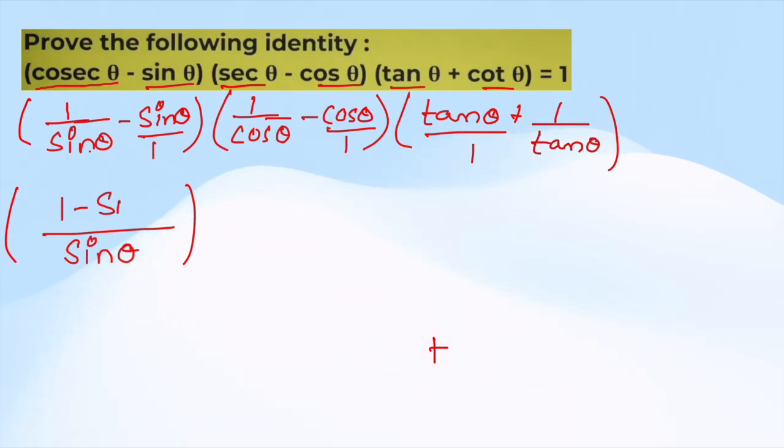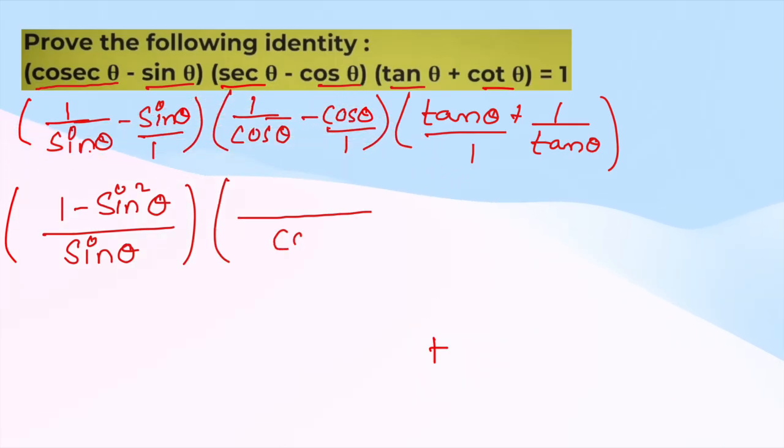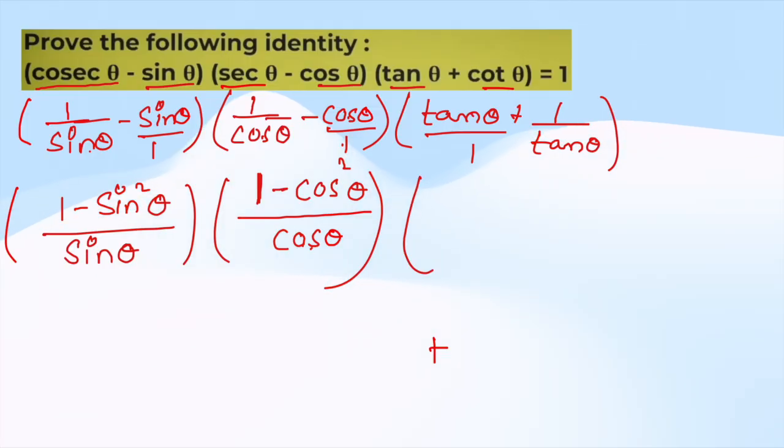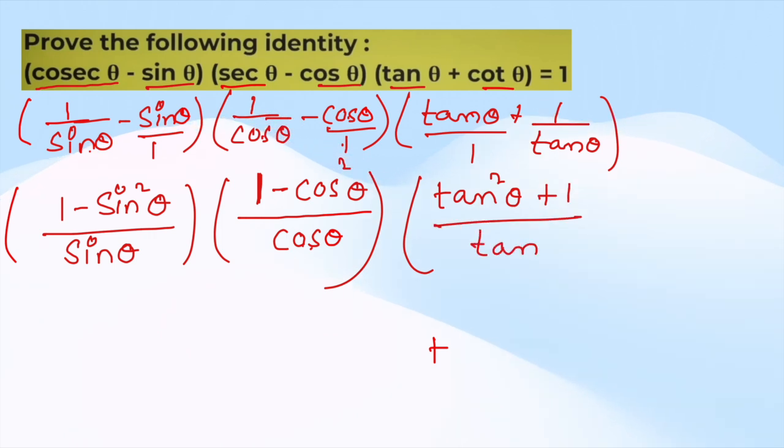Numerator will be 1 minus sine square theta. Why sine square theta? Because 1 into sine theta will make the denominator sine theta. So if I am multiplying the base with sine theta, numerator should also be multiplied. So it will become sine square theta. For the second one, cos theta will remain, it will be 1. But 1 into cos theta makes cos theta, so numerator also multiplied, cos square theta. Clear? If I check here, it will be tan square theta plus 1 by tan theta. Hope this is okay. Alright.